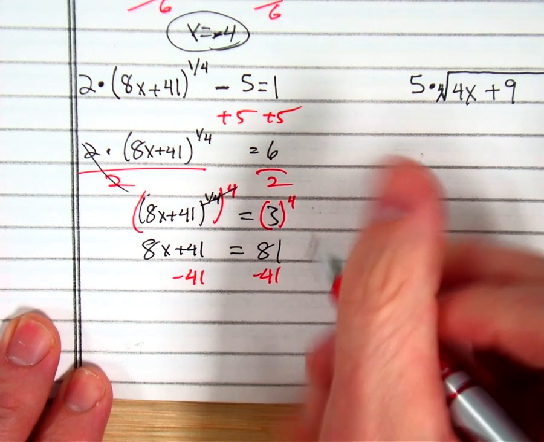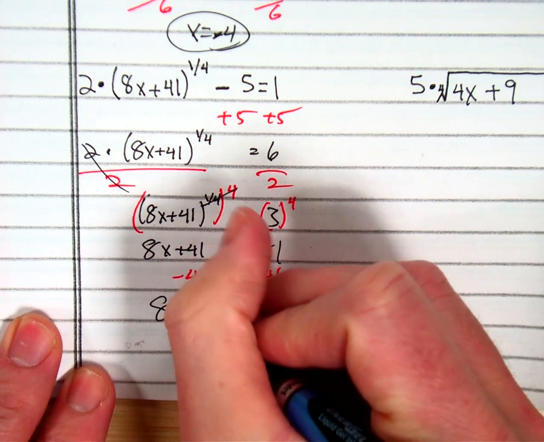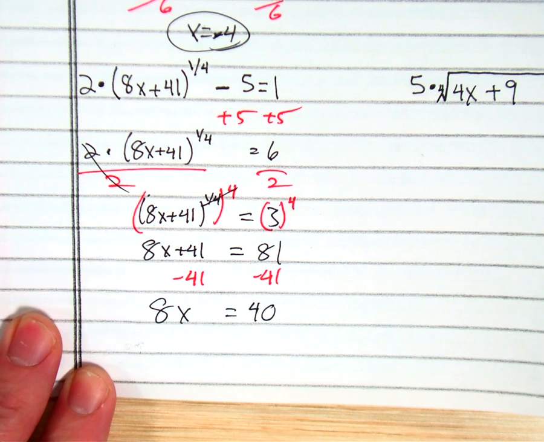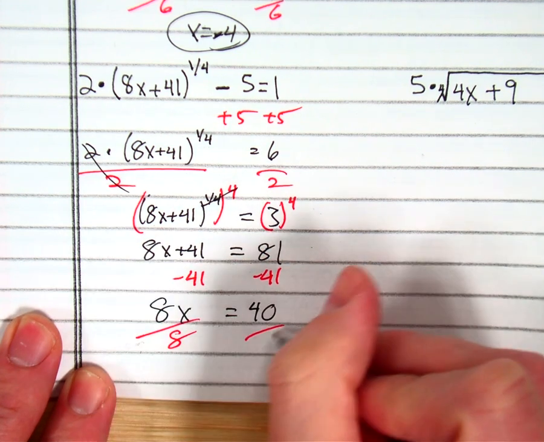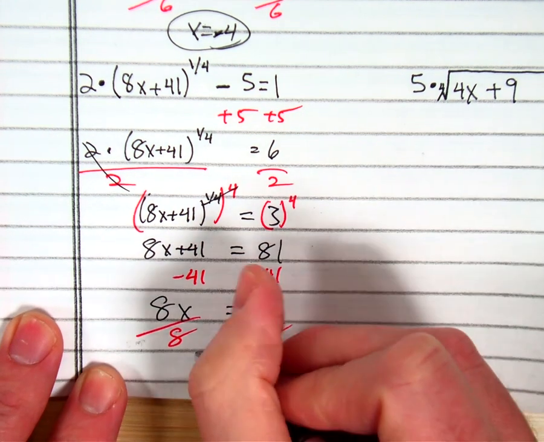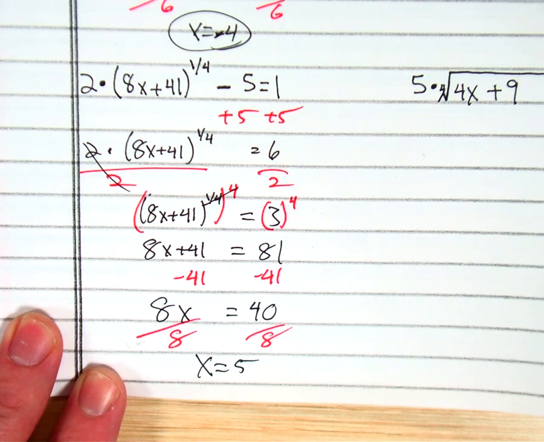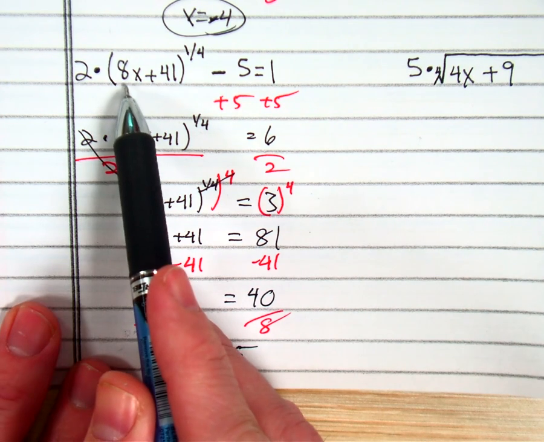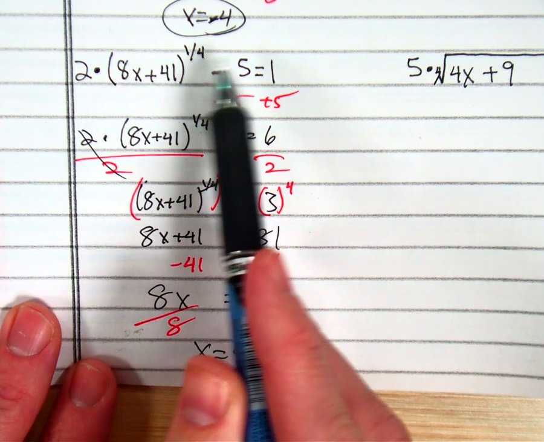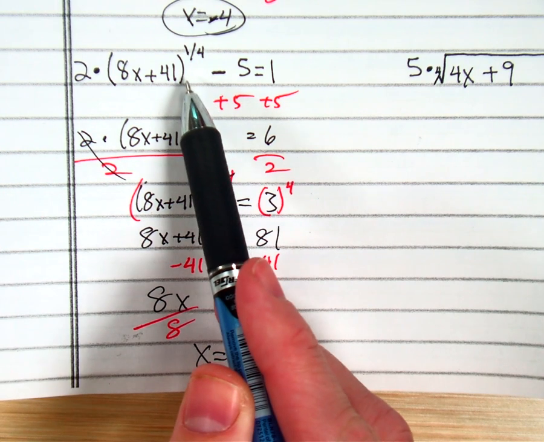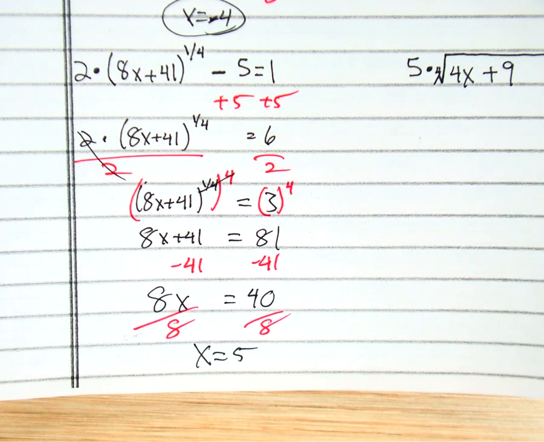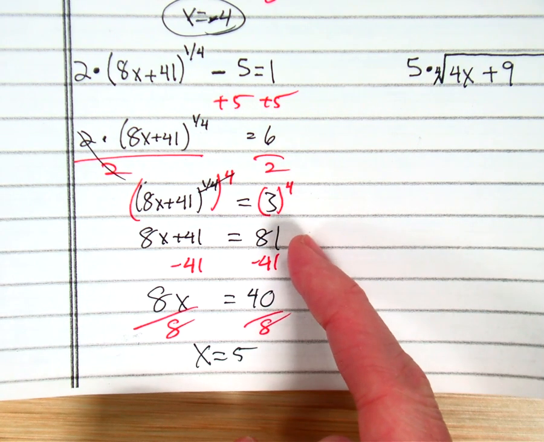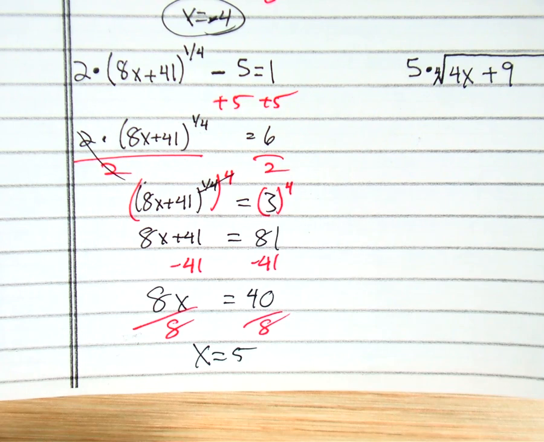Minus 41 from both sides. Divide by 8. X equals 5. Let's check it out. 8 times 5 is 40. Plus 41 is 81. 81 to the 1/4 power. Okay, hopefully we can kind of catch on here. 3 to the 4th is 81. The 1/4 power of 81 should take me back down to 3.